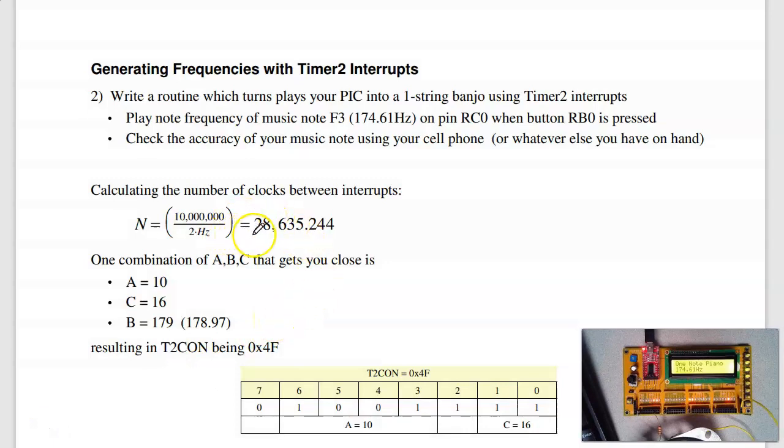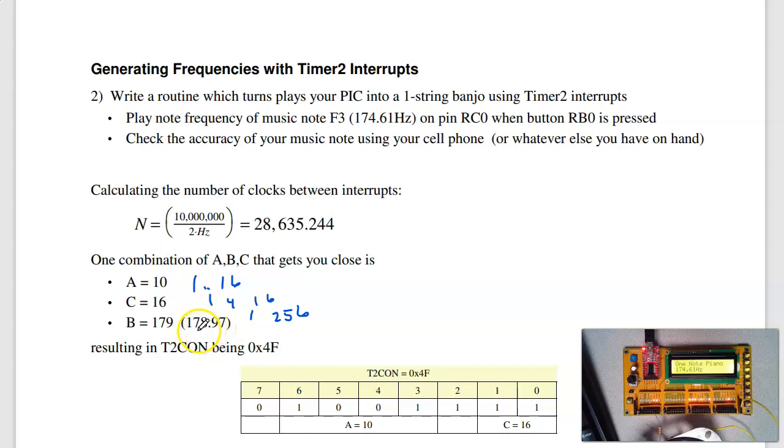Well, to do that, I need to know the number of clocks between interrupts. That's 10 million divided by 2 times Hertz, 28,635.244. Come up with some combination of A, B, and C that does that, with the limitations that A is a number between 1 and 16, C is 1, 4, or 16, and B is a number between 1 and 256. One combination, using iterative search, trying to figure out which one's close: 10 times 16 times 179 is close. B should really be 178.97, rounded to 179. That's not too bad.